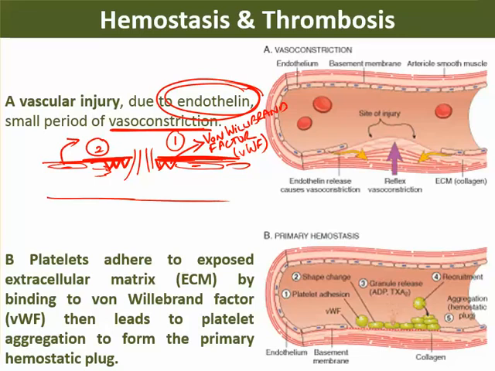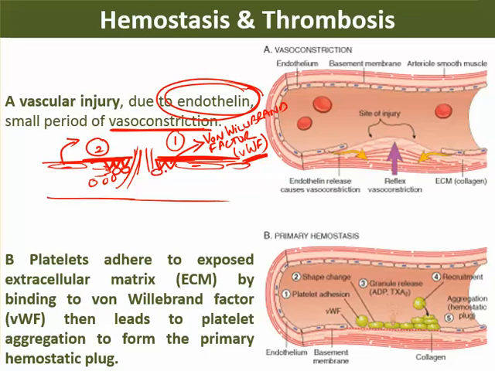So now there is an injury, the basement membrane is exposed. The first step during the injury is vasoconstriction, and that vasoconstriction is due to endothelin. Second step is exposure of the basement membrane. Then what is exposed? Von Willebrand factor is exposed. Now the bleeding is happening, right? You all know platelet, right? The platelet comes and attaches to the von Willebrand factor.